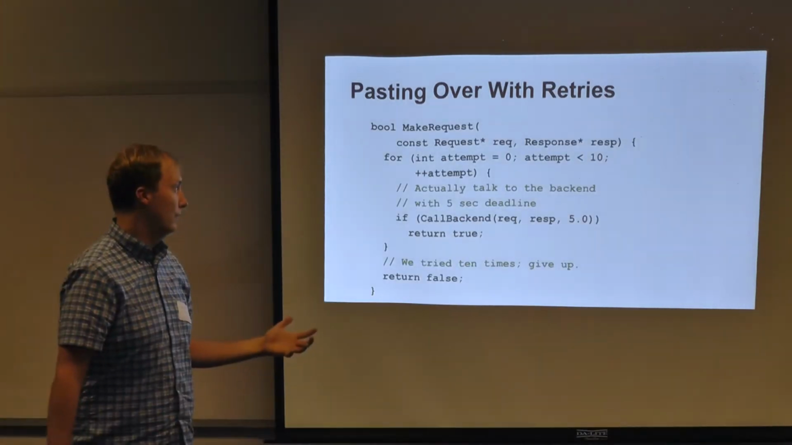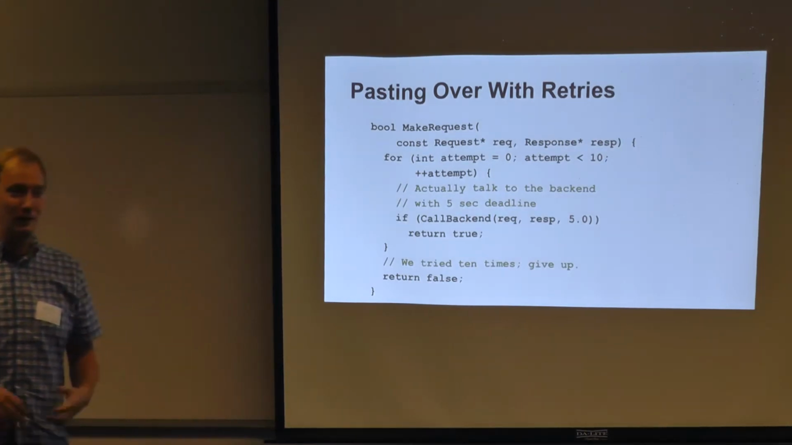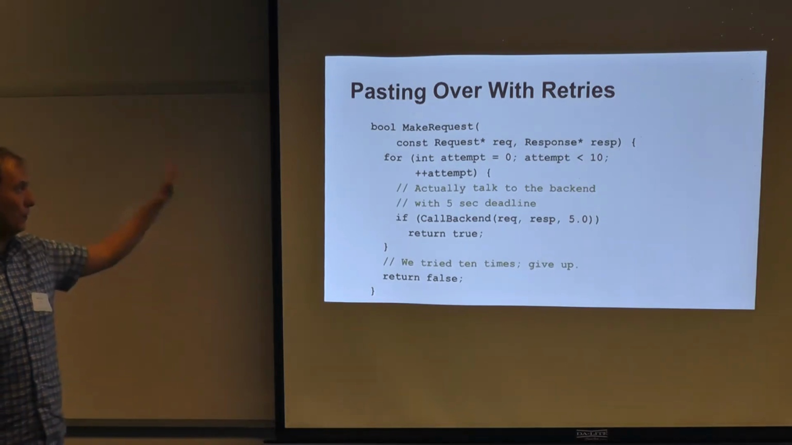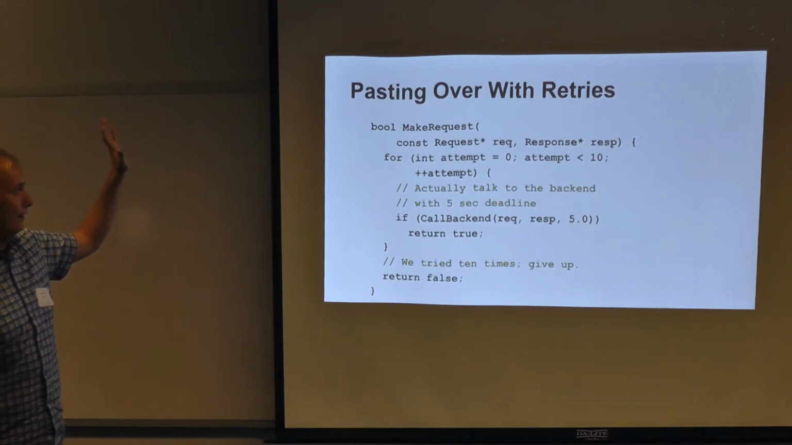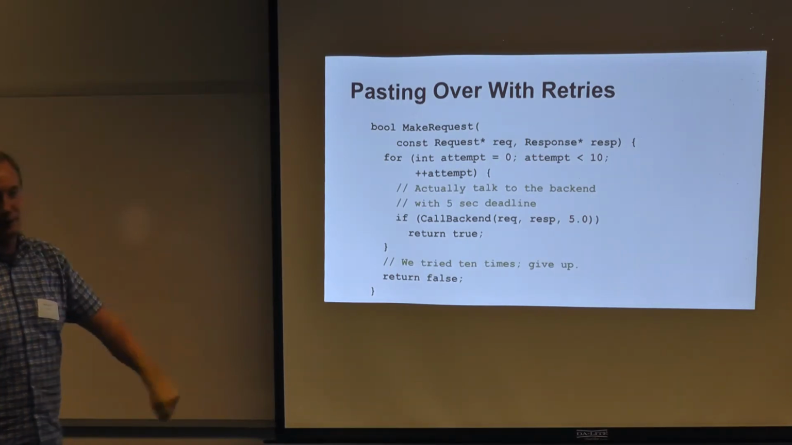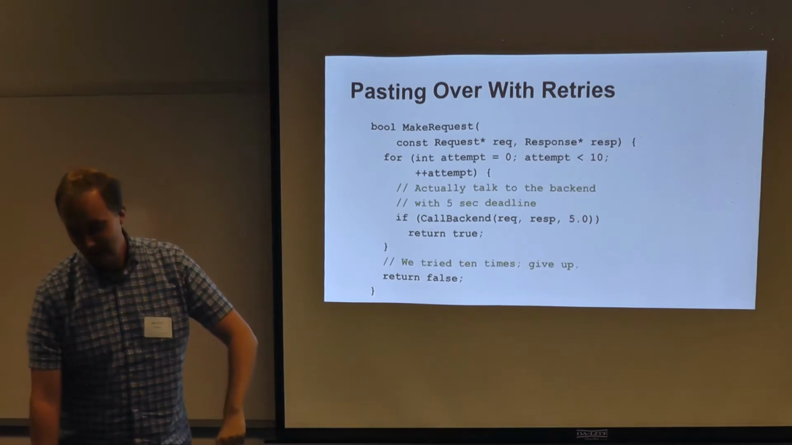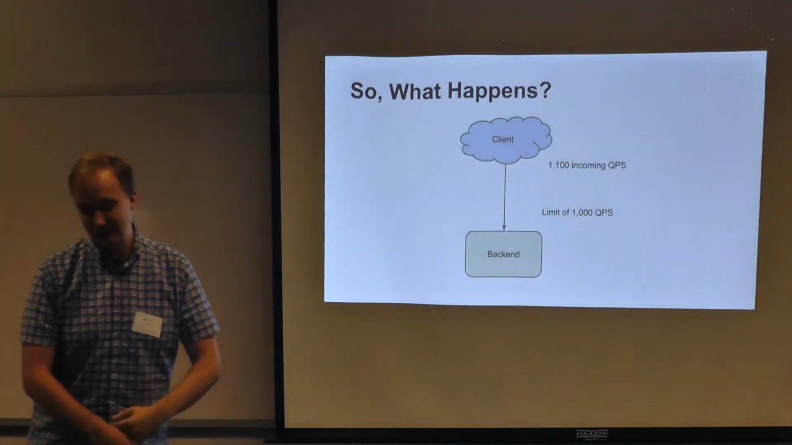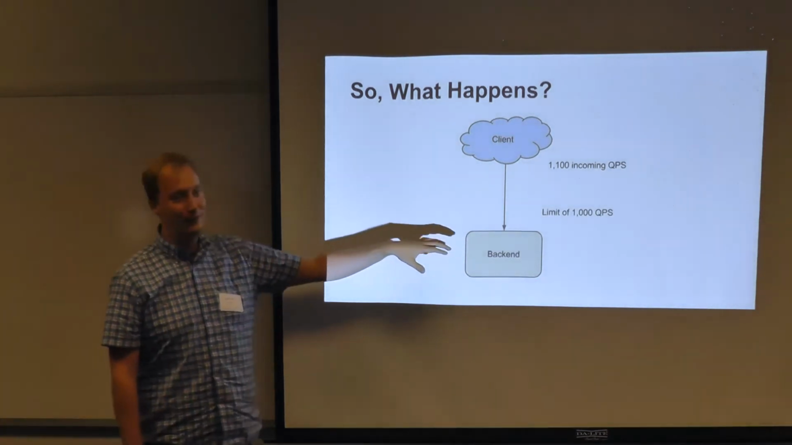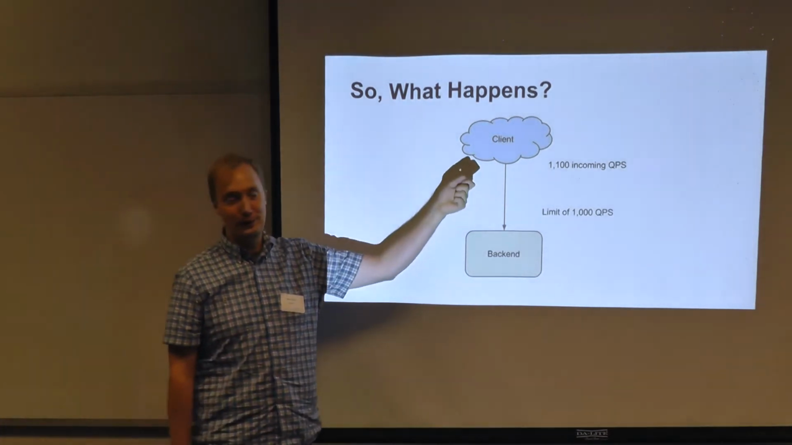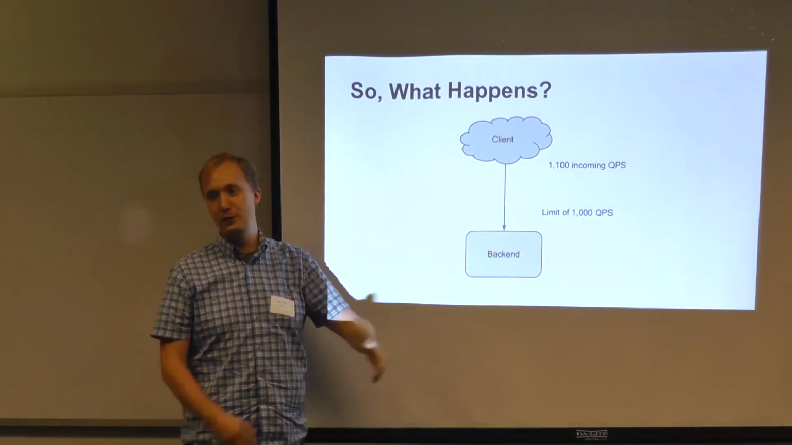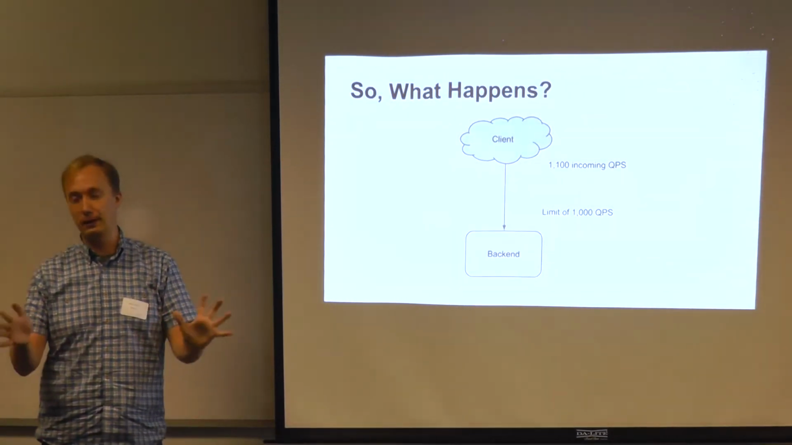Another thing people oftentimes do to avoid problems is they do retries. So what this code basically says is if there's a failure when we talk to our backend, retry it up to 10 times. Let's see what happens in a real system. Let's say your backend can handle 1,000 QPS, and your client's issuing 1,100 QPS. If you don't have retries, what happens is you serve 100 QPS of errors, right? Assuming that your cost of rejecting the request is nothing.